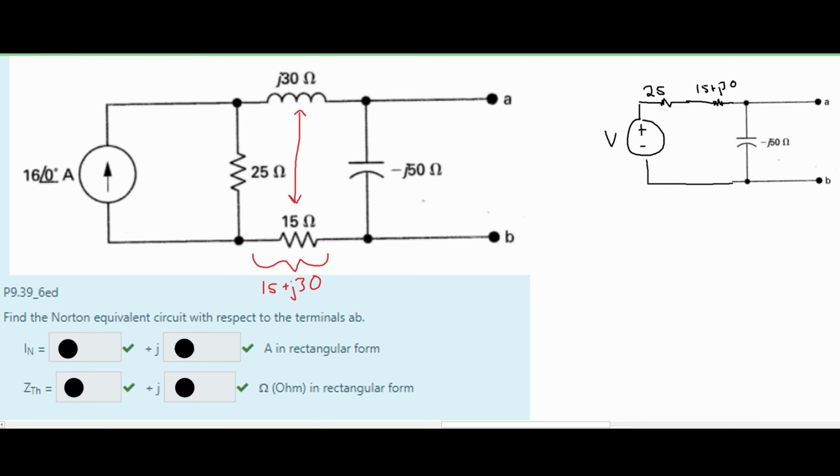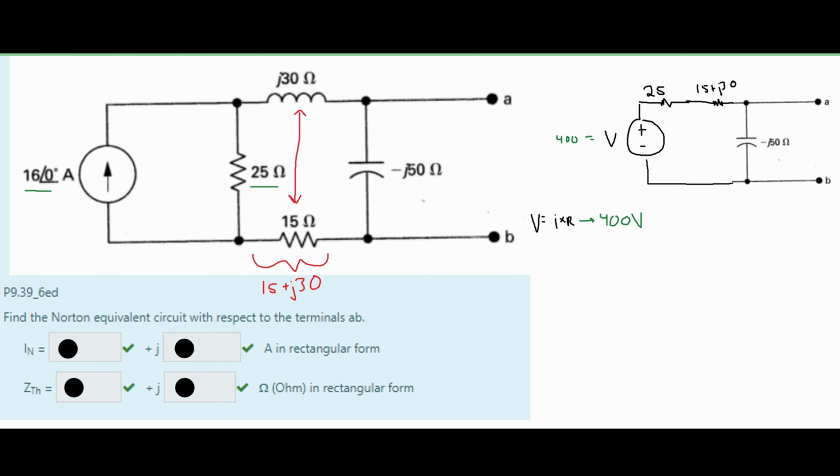Now we need to find our voltage. So we know that our voltage is equal to the current times resistance. And our current is going to be this 16, and our resistance is going to be this 25. So if we multiply this out, we are going to get that our voltage is equal to 400 volts.